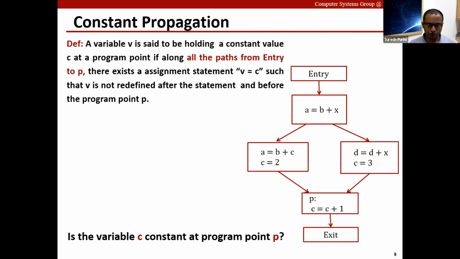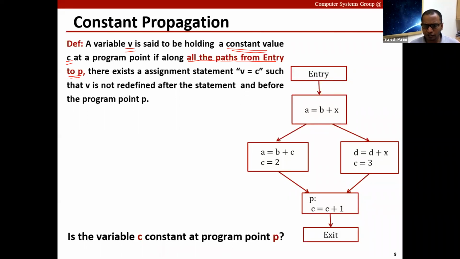So what is the definition here? We say that a variable V is said to be holding a constant value C at a program point P if all the paths, please remember, make a note of this, if all the paths from the entry node to P contain an assignment statement V is equal to C, such that V is not redefined after the statement and before the program point P.